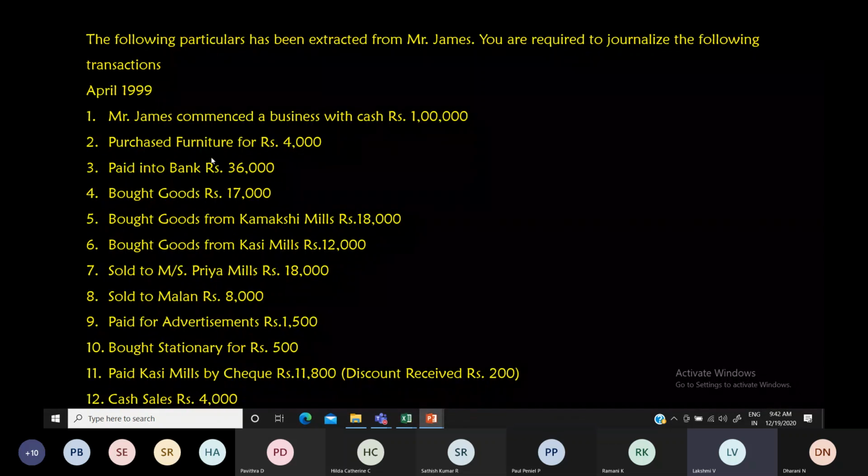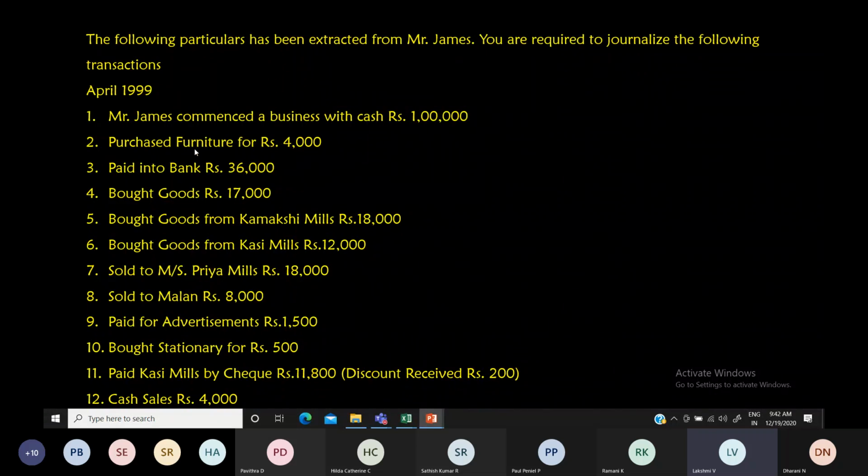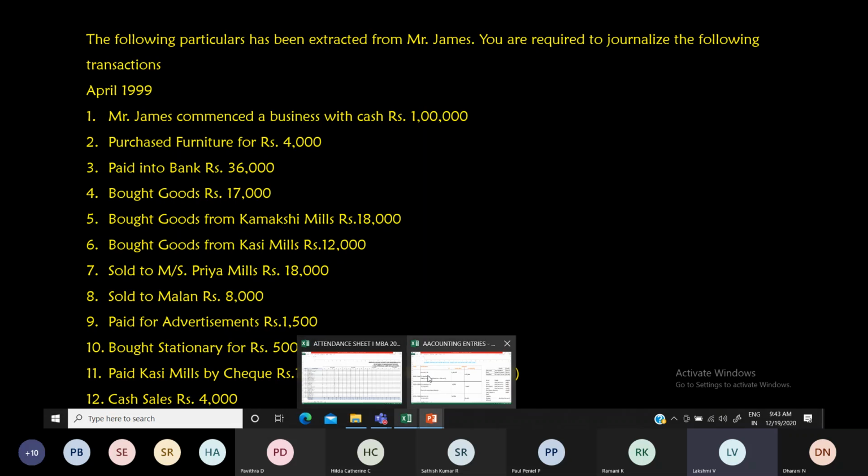Whenever an item is given to you, just use that item. Whenever goods are given, or generally when only the term purchased is given to you, consider it as purchases. But whenever an asset is given to you, then use that asset name only. Okay, so purchased furniture for rupees 4,000. How to make the entry for this?